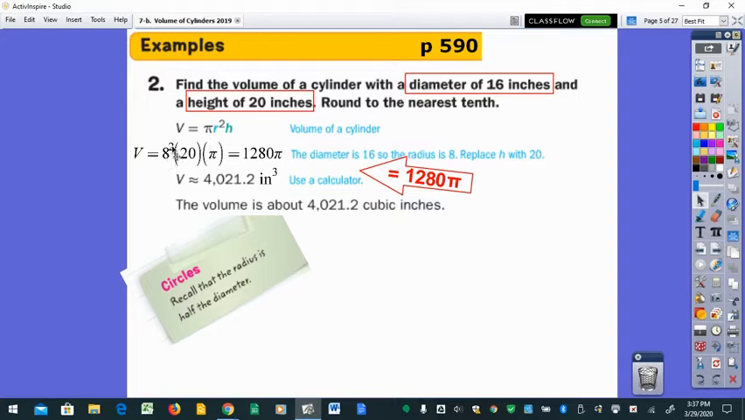I'm going to take the radius squared times the height of the cylinder, and I'm going to stop there for a second. So 8 squared is 64 times 20 gives me 1,280, and I haven't multiplied by pi yet. I haven't rounded. This is called my exact answer. So the volume of this cylinder is exactly 1,280 pi cubic inches. Now to estimate it, I'll pick up my calculator and multiply the 1,280 times the pi button or times 3.14, and it's about, notice we've got the wiggly equals here, 4,021.2 inches cubed.